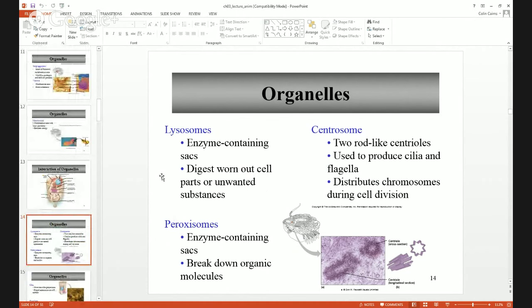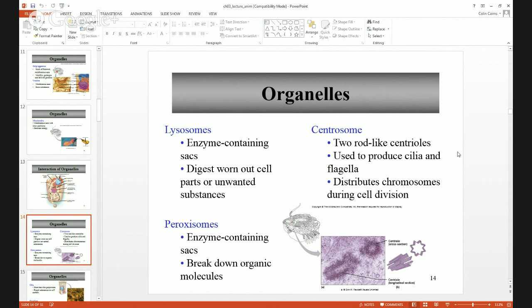Some other important organelles: lysosomes. Those are enzyme-containing sacs. They digest worn-out cell parts or unwanted substances. They're important for the body's immune system. Peroxisomes are also enzyme-containing sacs, and they break down organic molecules and toxic substances. You'll find these organelles abundant in liver cells.